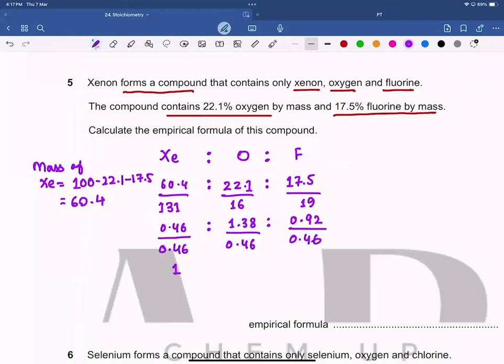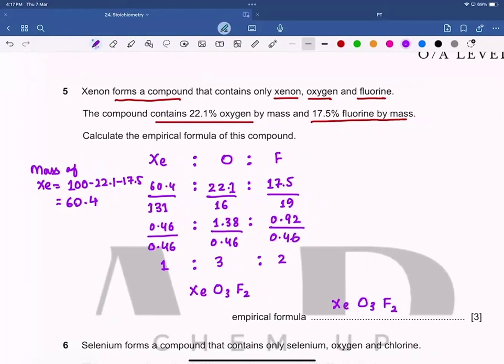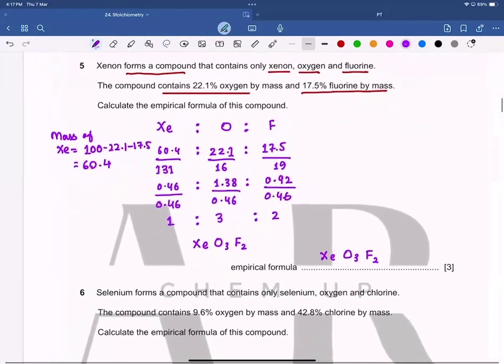Now for xenon, I am going to get 1. For oxygen, I get 3. For fluorine, is it 2? Yes. So the formula becomes 1 xenon, 3 oxygens, and 2 fluorine. So this is the empirical formula. So see how we calculate the empirical formula. Did you guys understand? Yes, sir. Okay.